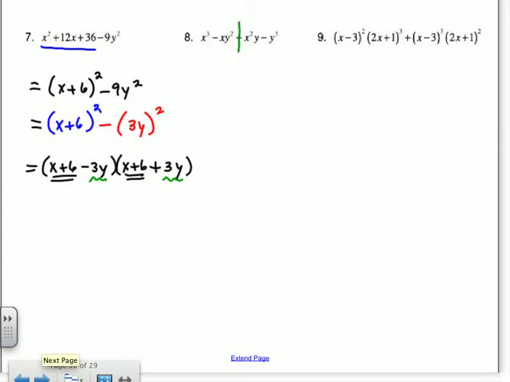All right, and then number 8 and 9 aren't too bad. Number 8, you probably want to split the middle. Number 9, pull out GCFs.